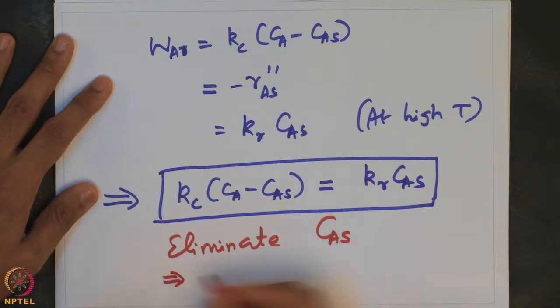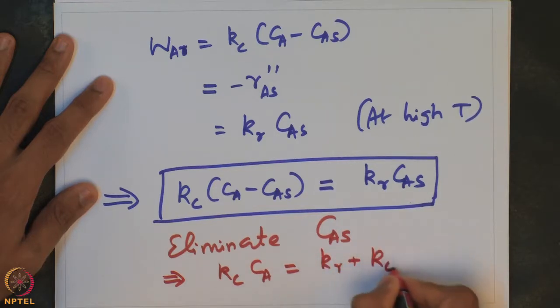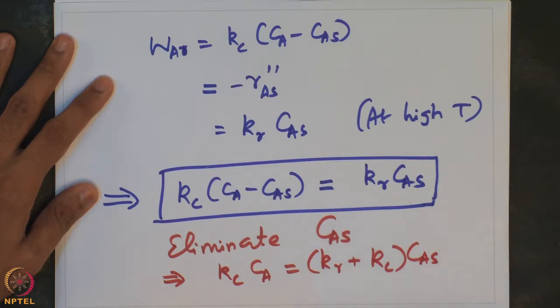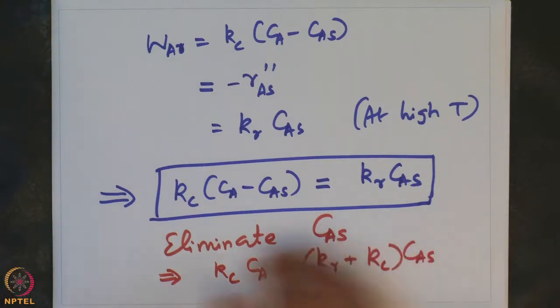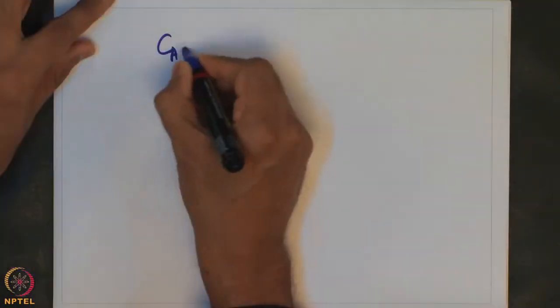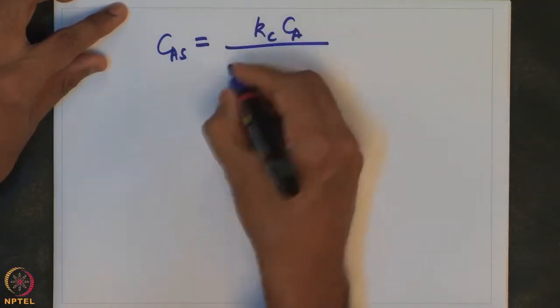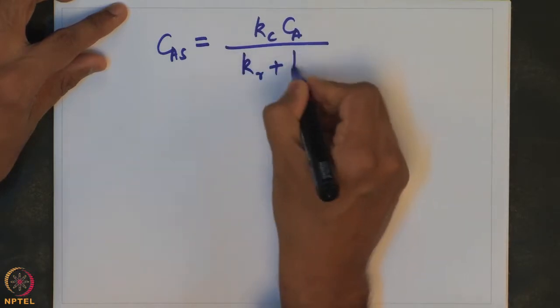From here we can say that Kc into CA is equal to Kr plus Kc into CAS. So, we can easily deduce that the surface concentration CAS is equal to Kc into CA divided by Kr plus Kc.